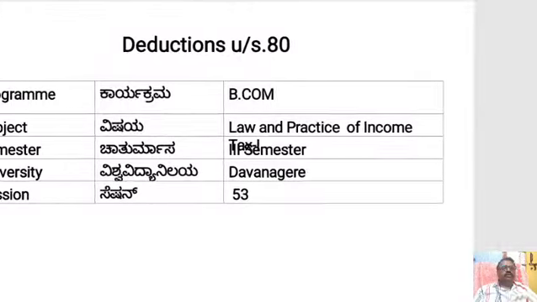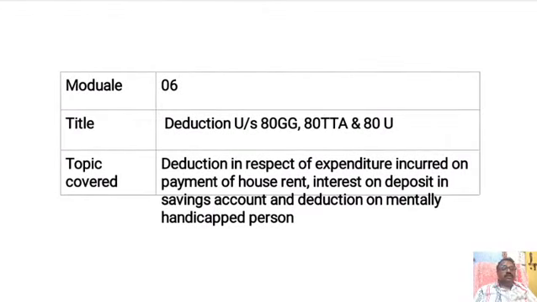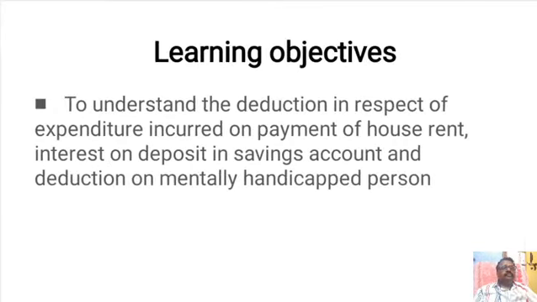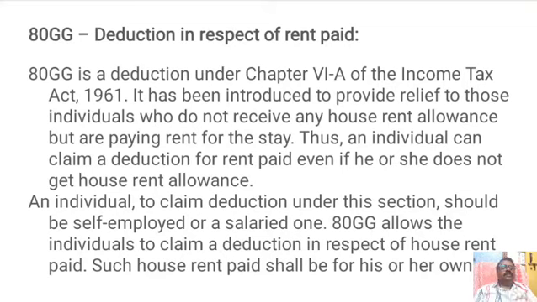My dear students, I will continue the deductions. Today, I will teach you deduction under section 80GG, 80TT and 80U. This 80U is the last deduction. Under section 80GG, it is deduction in respect of rent paid.